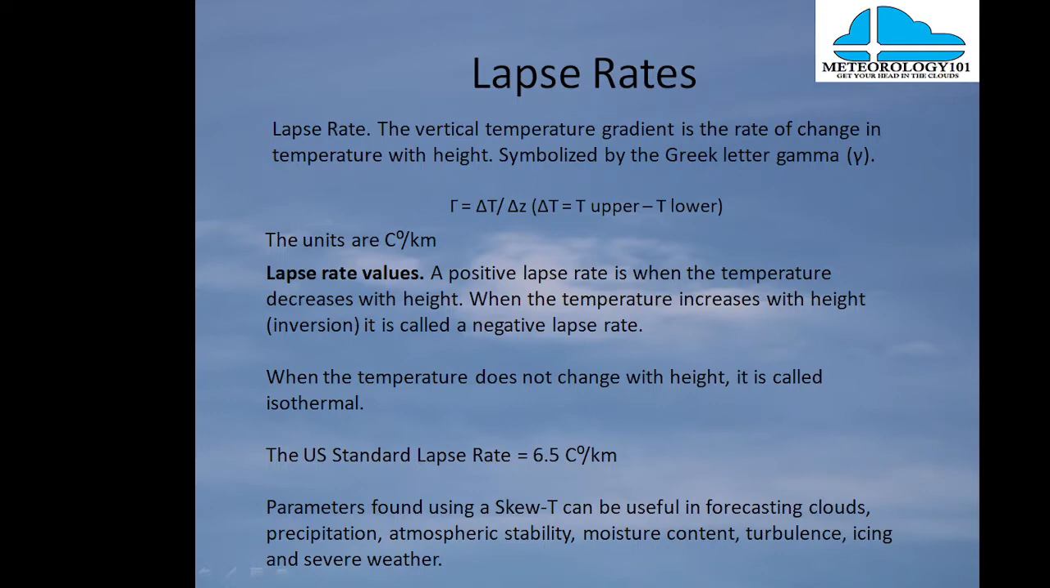So the main thing on this is the standard US lapse rate is 6.5 degrees Celsius. So your lapse rate, how much change in temperature with height? So 6.5 Celsius degrees of change. We're talking about change of Celsius degrees per kilometer. That is your standard atmospheric rate.